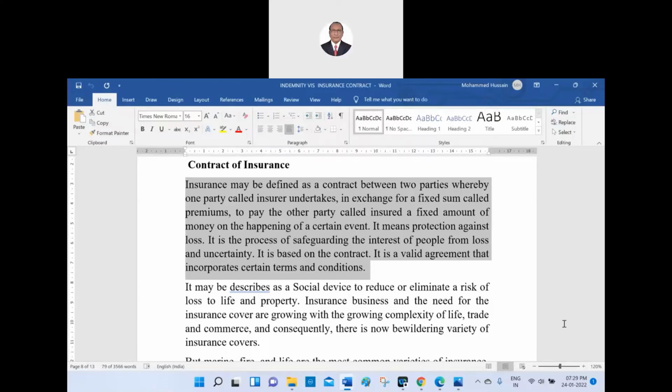to pay the other party called insured a fixed amount of money on the happening of a certain event. It means protecting against loss. It is the process of safeguarding the interest of people from loss and uncertainty.